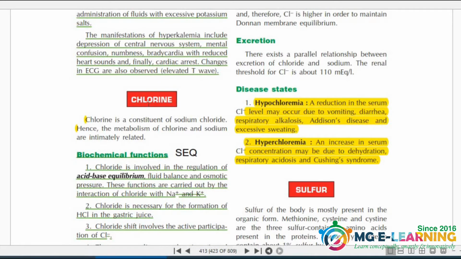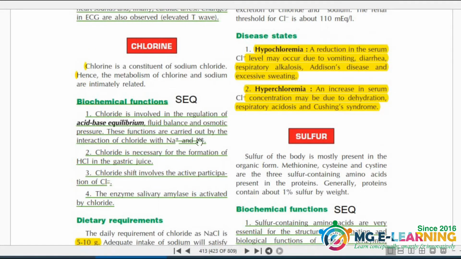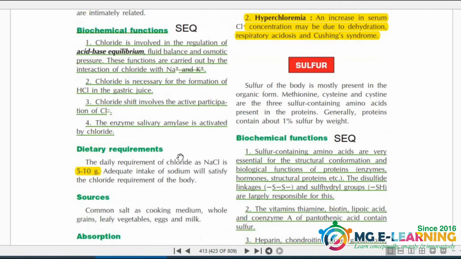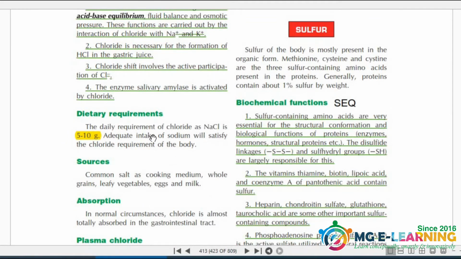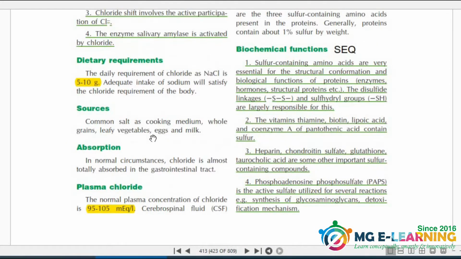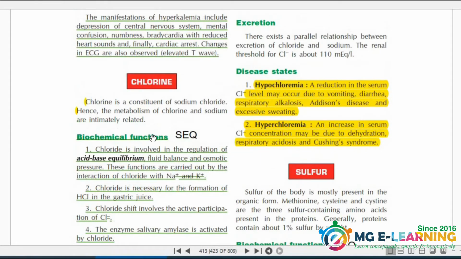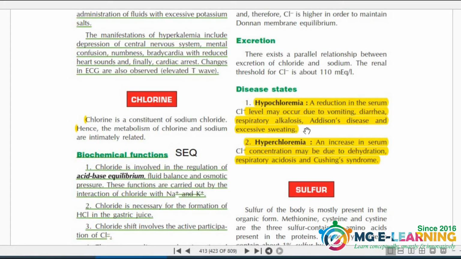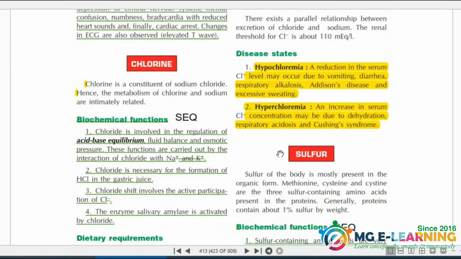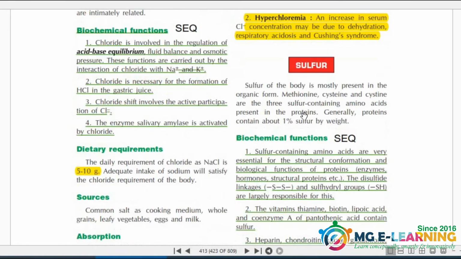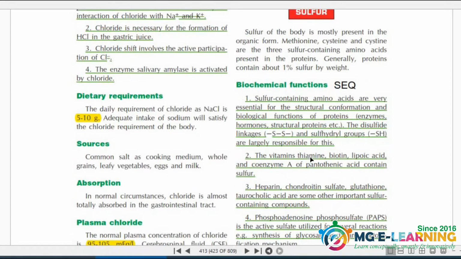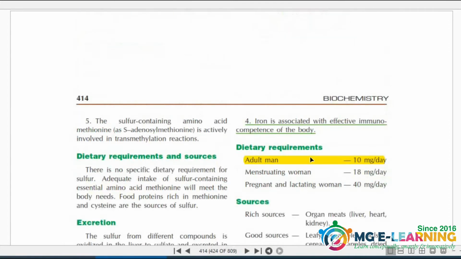Next one is chlorine. Its biochemical function is also important for SEQ. Its dietary requirement is important for MCQ. And disease states, hypochloremia and hyperchloremia, are important for SEQ and MCQ. Next one is sulfur. Same, its biochemical function is important for SEQ.